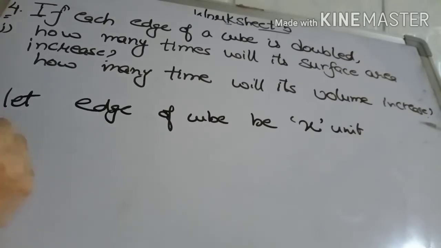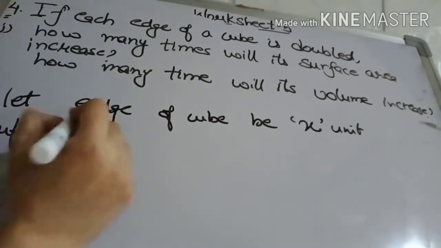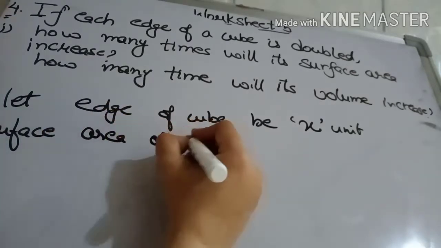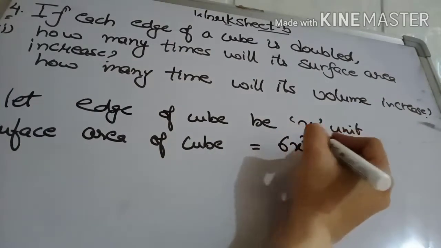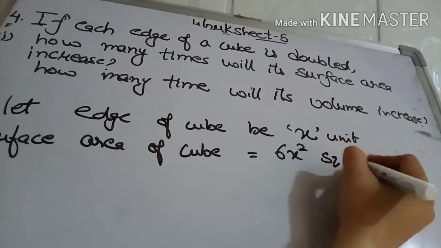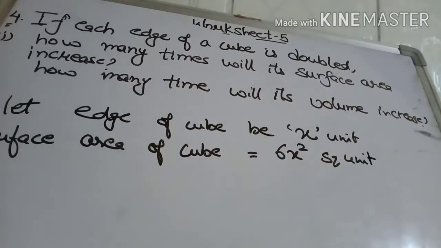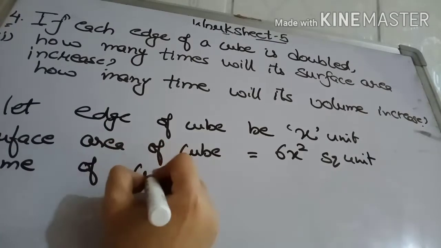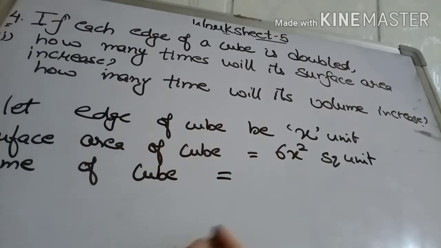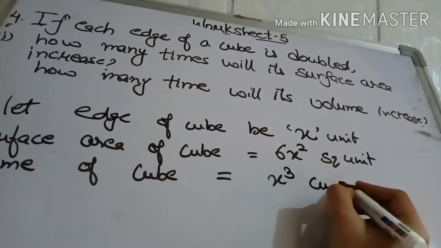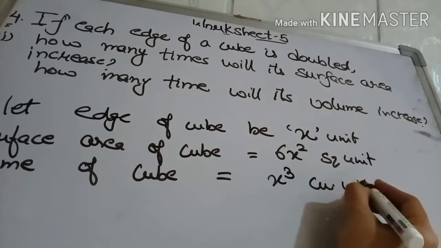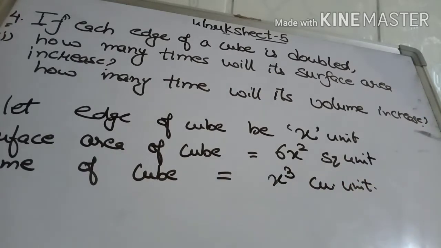Now, if we want to calculate the surface area of the cube, meaning total surface area, that is 6x square unit. Volume of a cube, we know the volume, side cube, that means x cube cubic unit. So this is the surface area and the volume if the side is x.